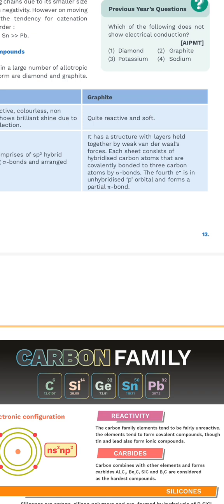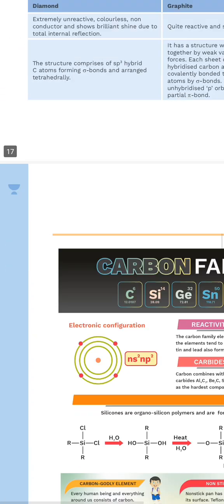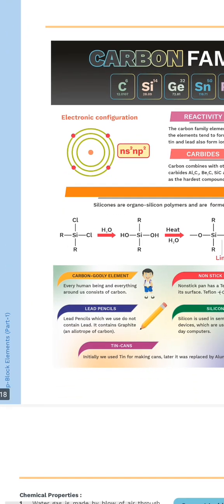Graphite is quite reactive and soft. It has a structure with layers held together by weak van der Waals forces. Each sheet consists of sp2 hybridized carbon atoms that are covalently bonded to 3 carbon atoms by sigma bonds. The fourth electron is in an unhybridized p orbital and forms a partial pi bond. So the electronic configuration is ns2np2.